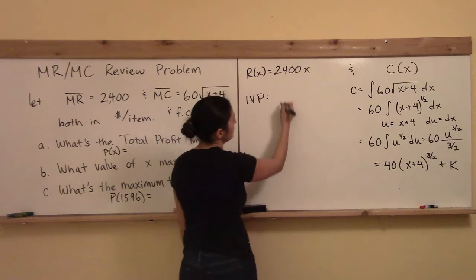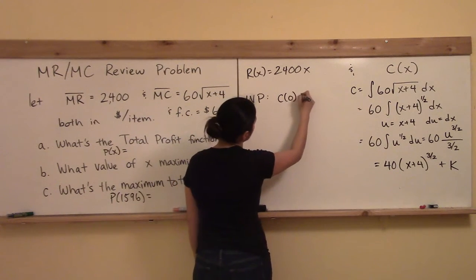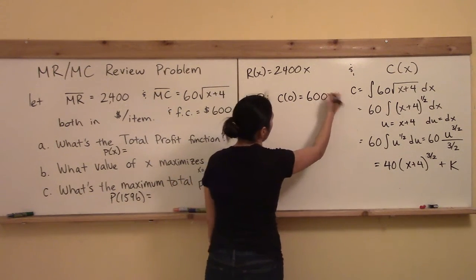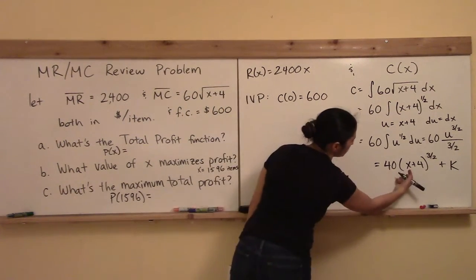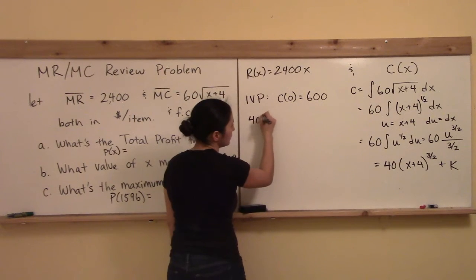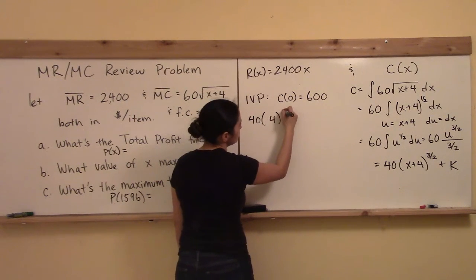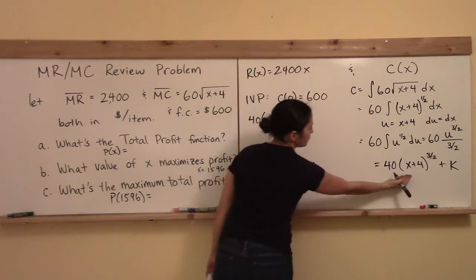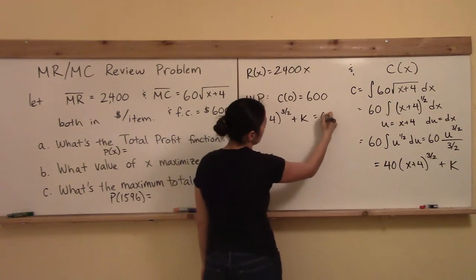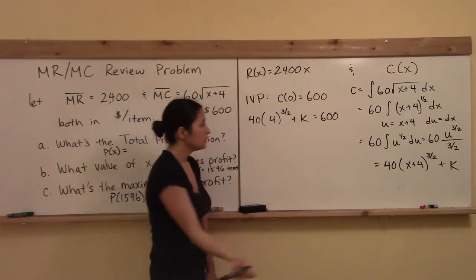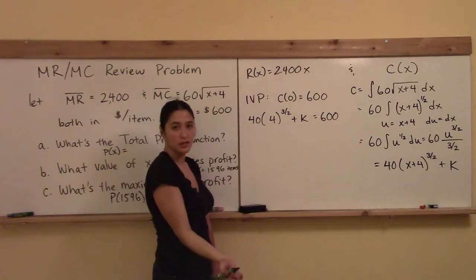What is fixed cost? That's how much it costs even if you don't make anything, right? So that's C of 0. And so if we take 0 and plug it in for x, we get 40 times 4 to the 3/2. So I just did 0 plus 4 right there to get 4. And then there's my constant of integration, which I'm calling K just for this problem. And that's supposed to be equal to 600.